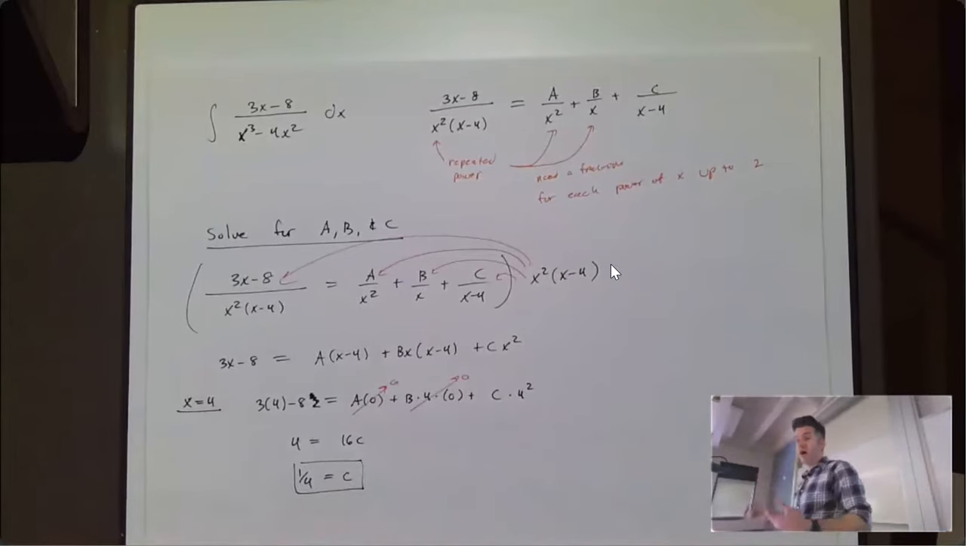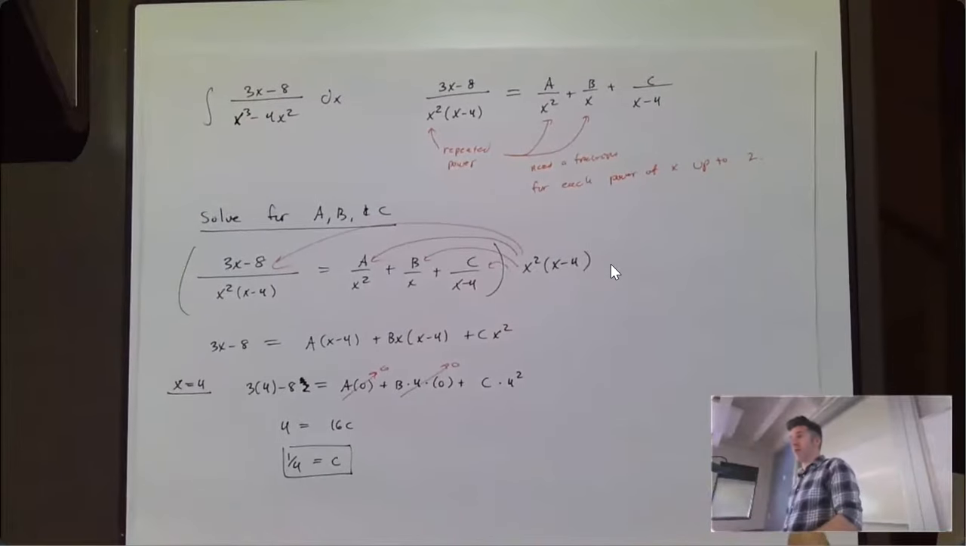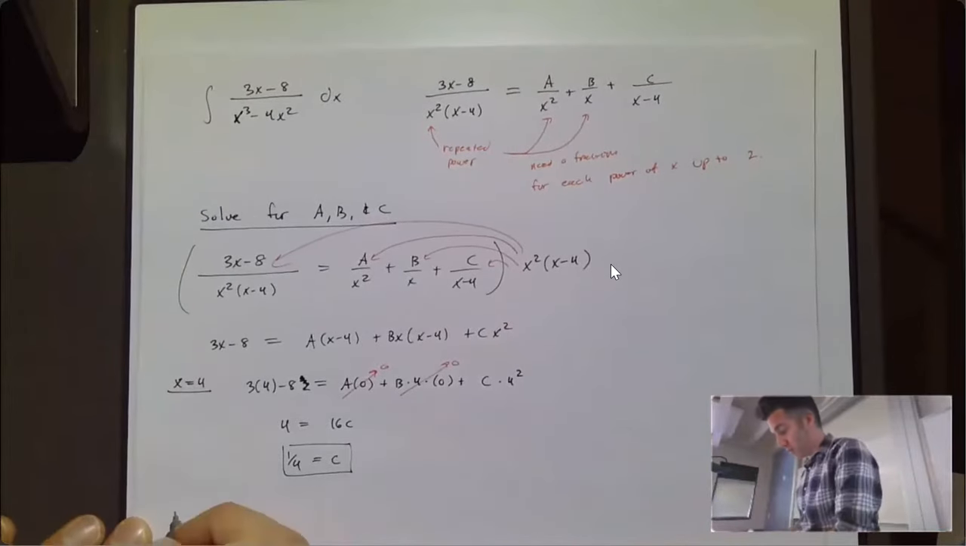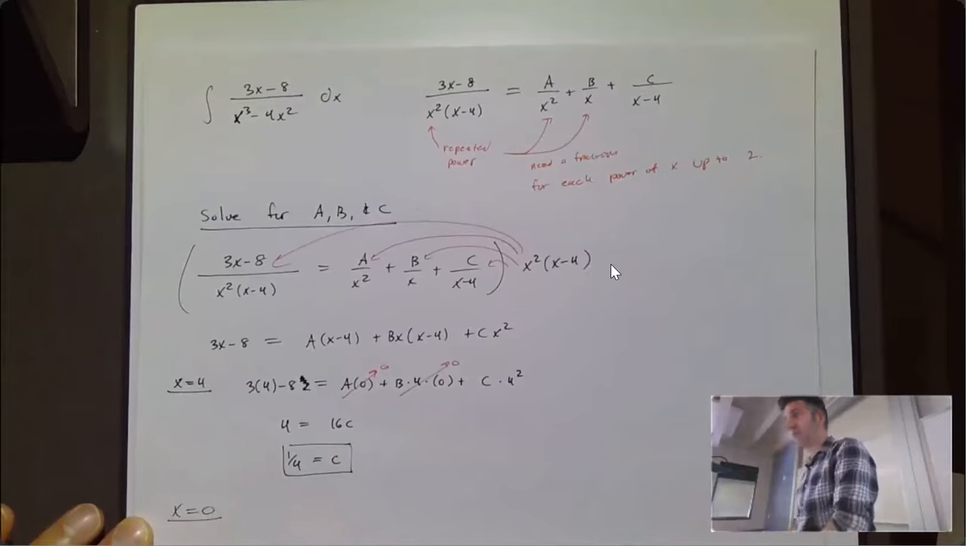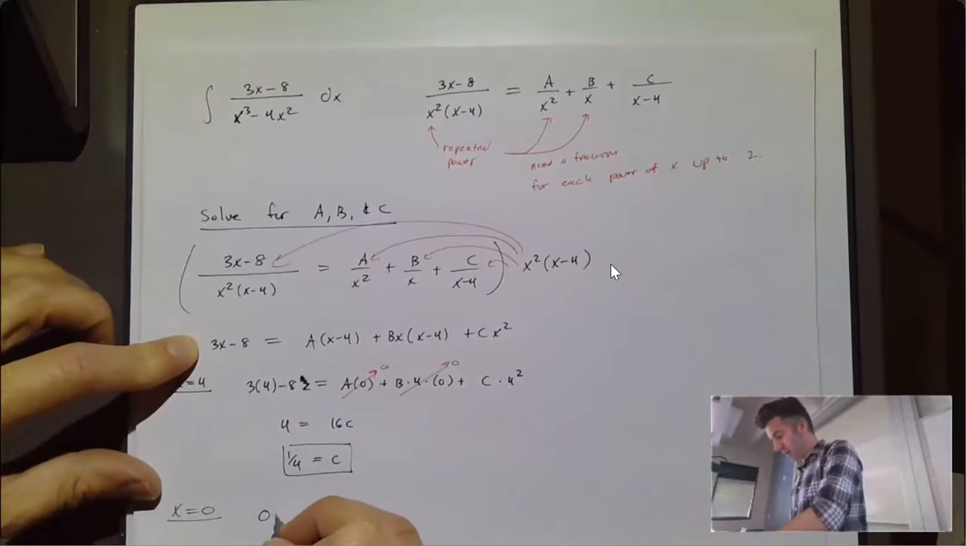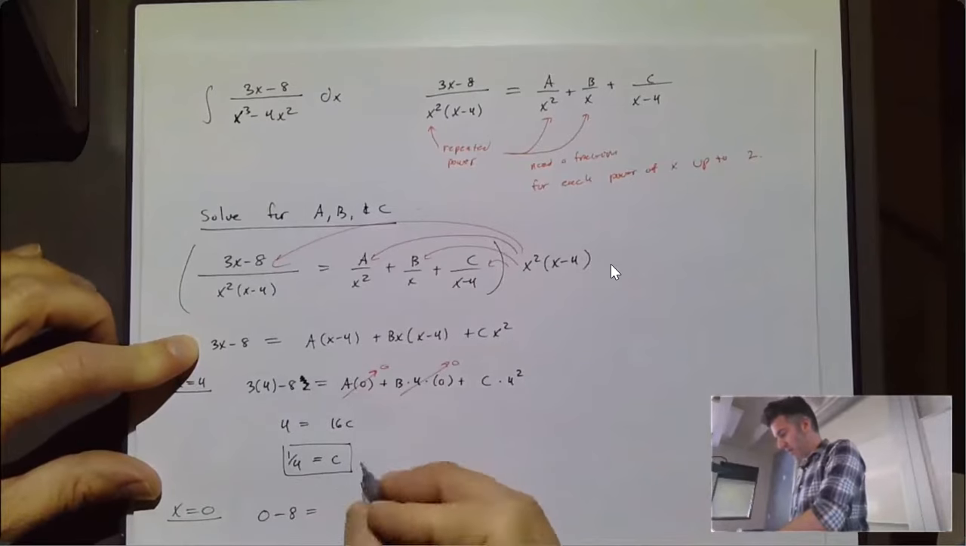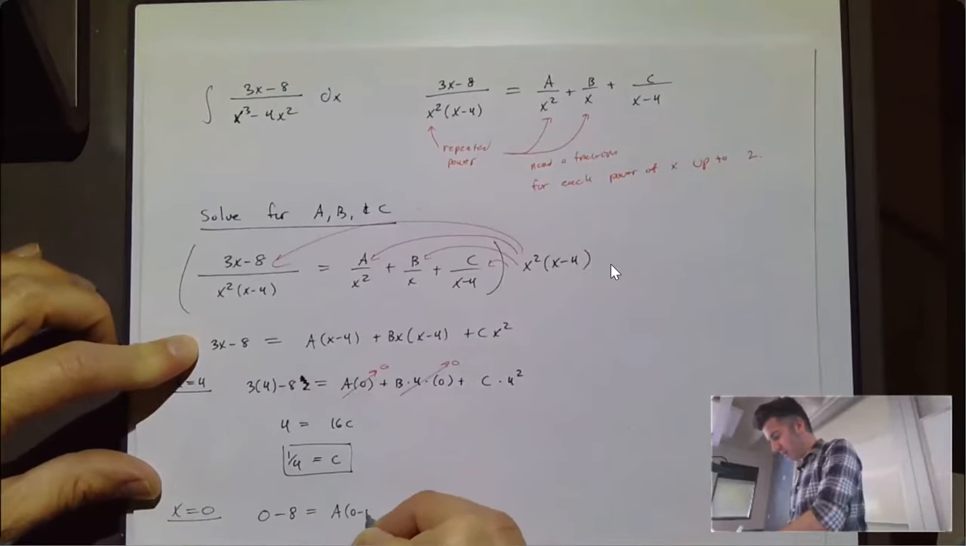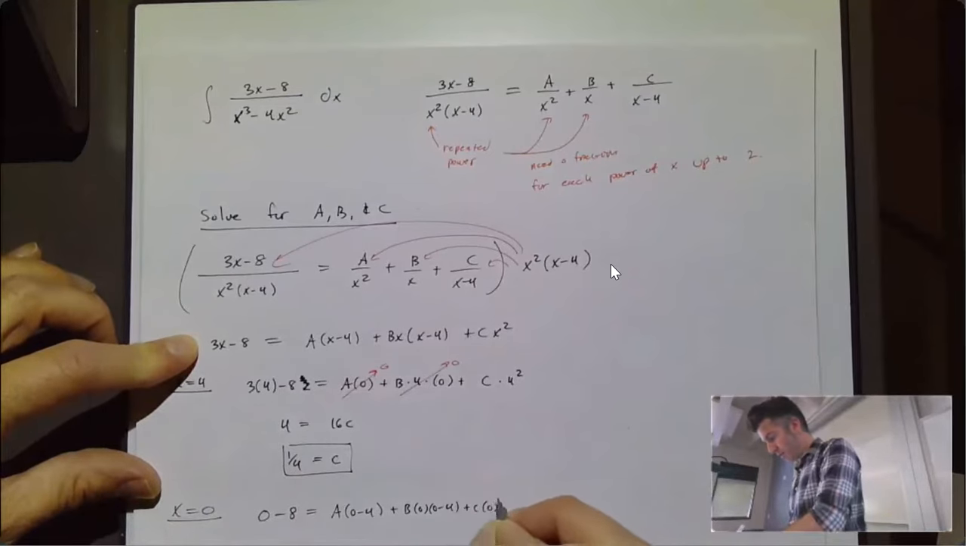Okay, there is one other convenient value of x that's going to make things go away. x equal to 0. So plugging 0 for x, on the left-hand side, you're going to get 0 minus 8. On the right-hand side, you're going to get a times 0 minus 4 plus b times 0 times 0 minus 4 plus c times 0 squared. That goes away, that goes away. So I have negative 8 equal to negative 4a. So I have a equal to 2.